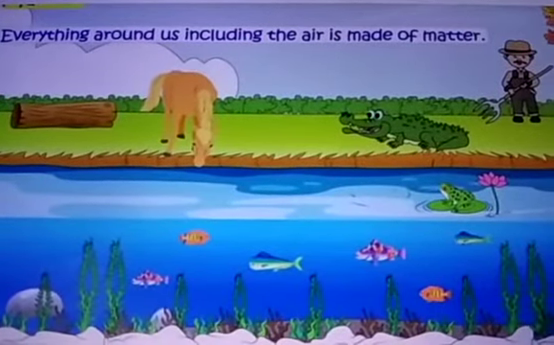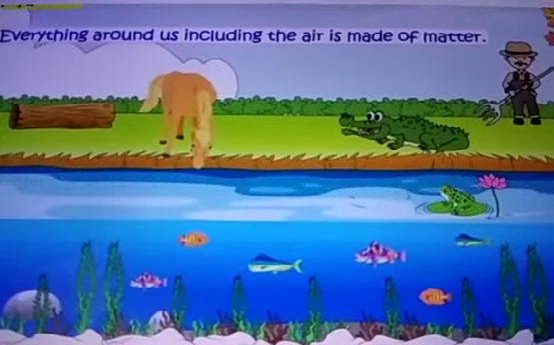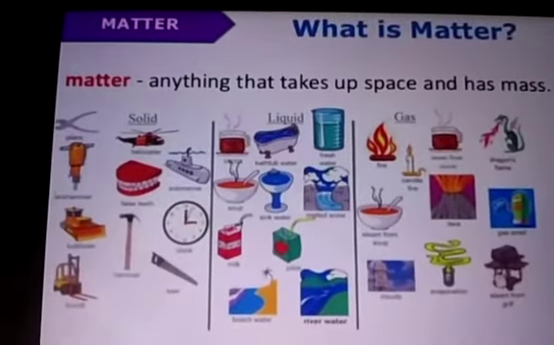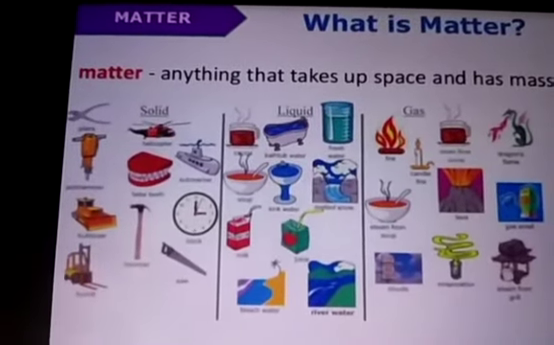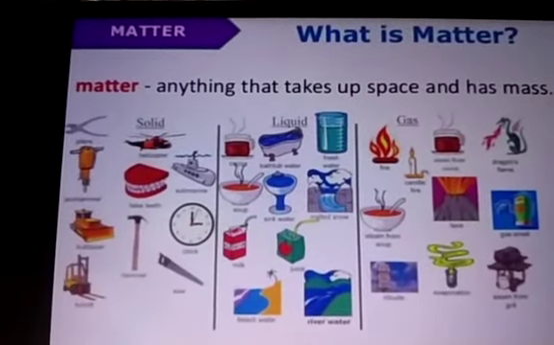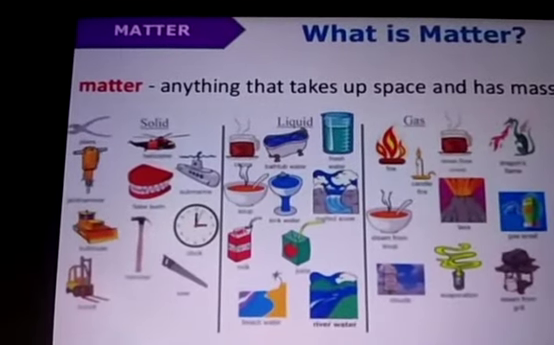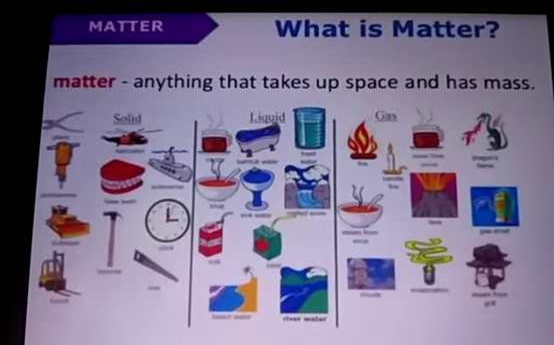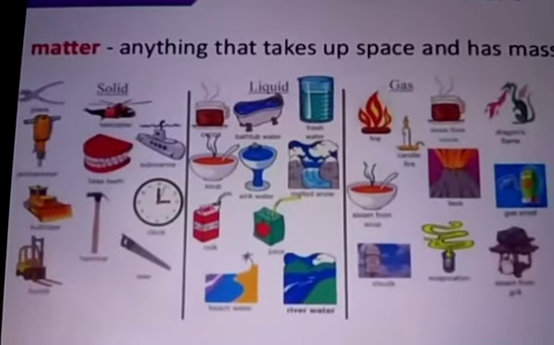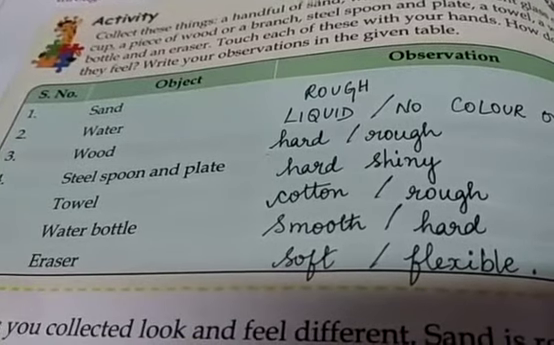So the meaning of matter is anything which has weight and occupies space is known as matter. What is matter? Anything that has weight and occupies space is known as matter. Another definition is anything that takes up space and has mass. Mass means what? It is weight. So you can see here in these pictures, there are so many things. Everything is made up of matter. All living and non-living things. Did you understand?